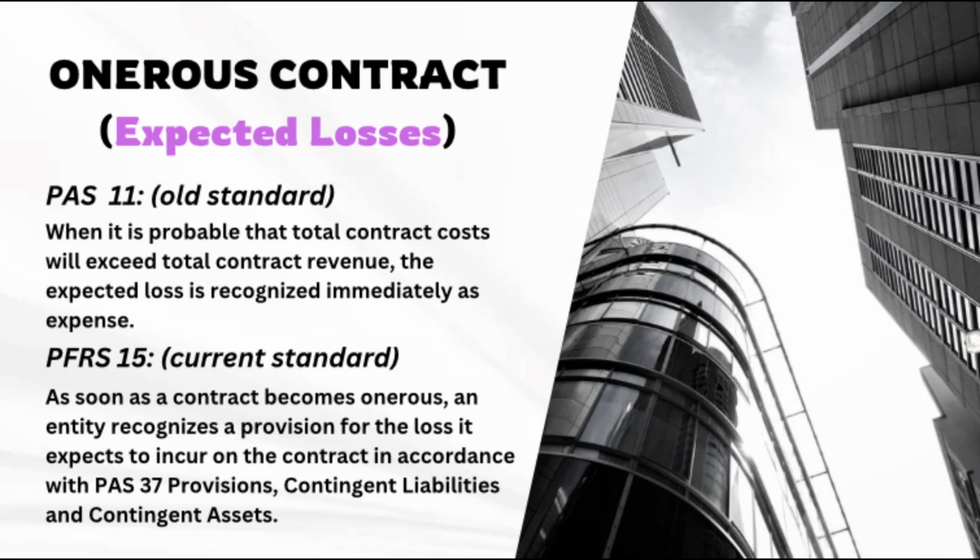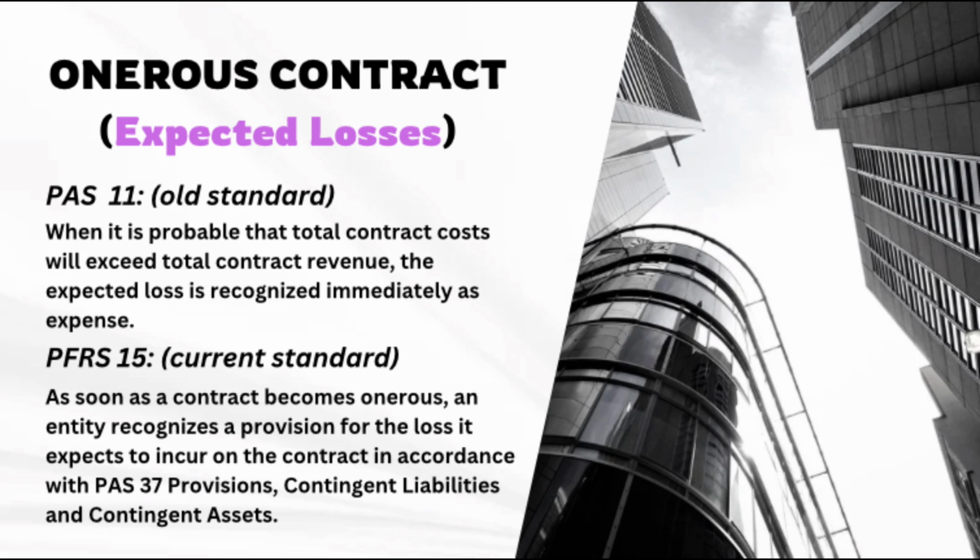Onerous contract or expected losses. PAS 11 is the old standard. When it is probable that the total contract costs will exceed total contract revenue, the expected loss is recognized immediately as expense. For PFRS 15, which is the current standard, as soon as a contract becomes onerous, an entity recognizes a provision for the loss it expects to incur on the contract in accordance with PAS 37 provisions, contingent liabilities, and contingent assets.